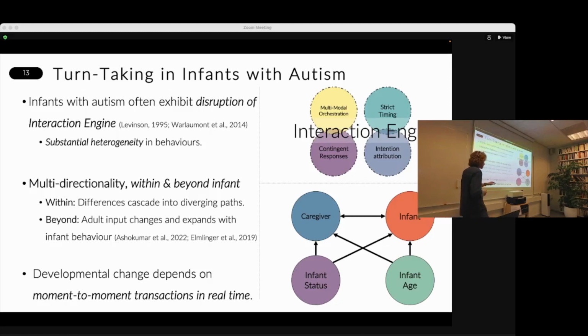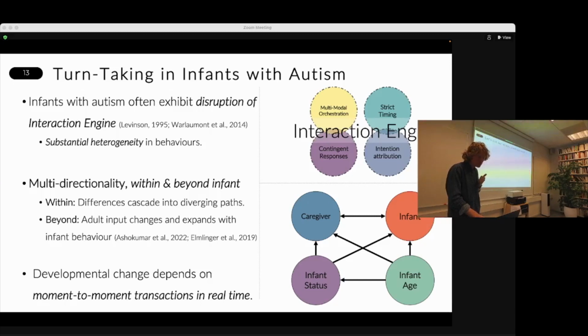And we can't attribute infant status, and by infant status I mean social and cognitive development and so forth, motor development. We can't assume that this is static over the course of development, but rather this changes with time as well. Okay, so that's sort of the complex situation we're dealing with here, with which everyone is dealing with in infant development as well.